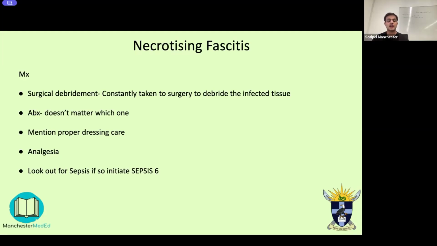And then also look out for sepsis. So if you're getting low blood pressure, you're noticing end stage shock, end organ hypoperfusion, then that's when you're starting Sepsis 6. Sepsis 6, give three, take three.